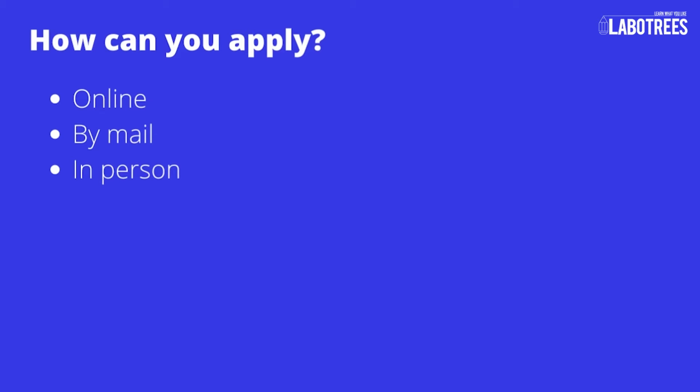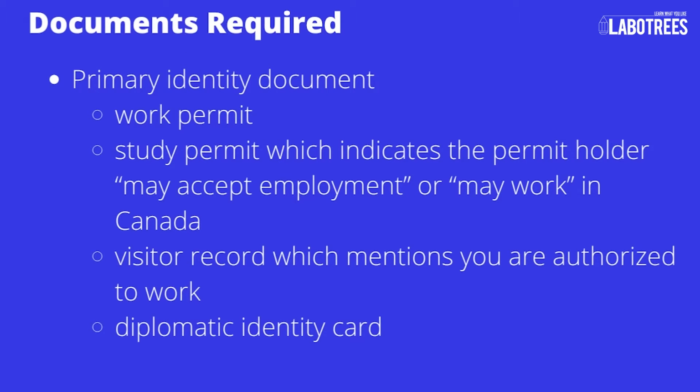Next, the way in which you can apply. You can apply online, by mail, or in person. For applying online, you need three documents. The very first one is your primary identity document, which shows that you are eligible to work in Canada. The very first thing is that work permit holders are eligible to work.